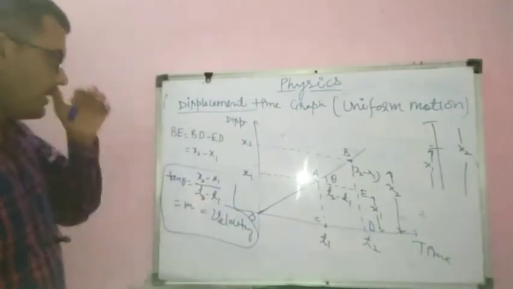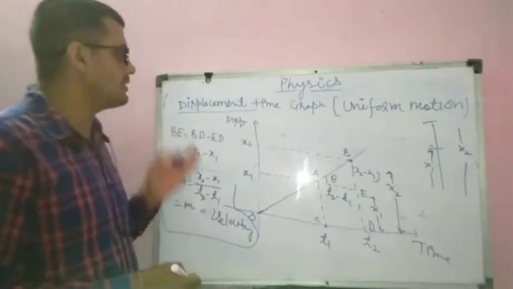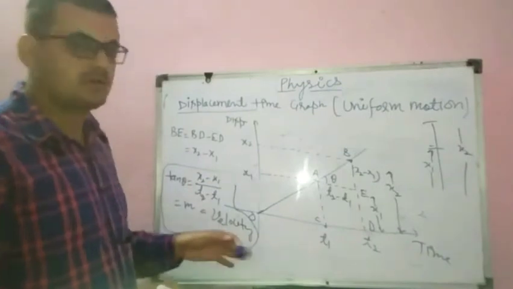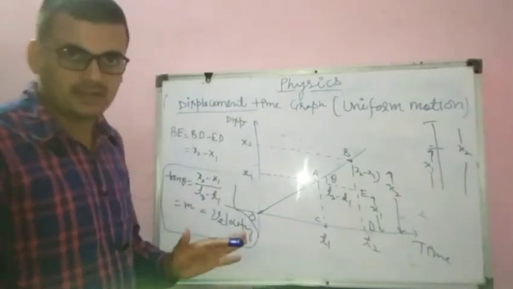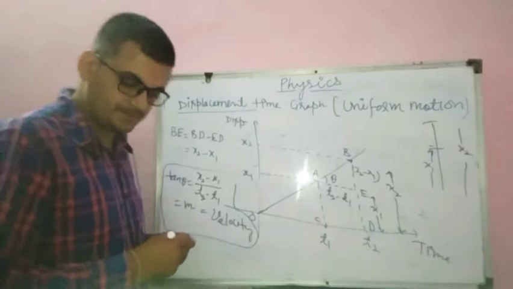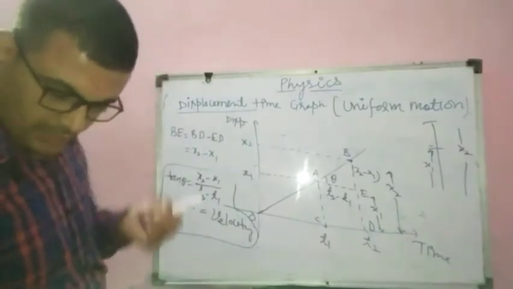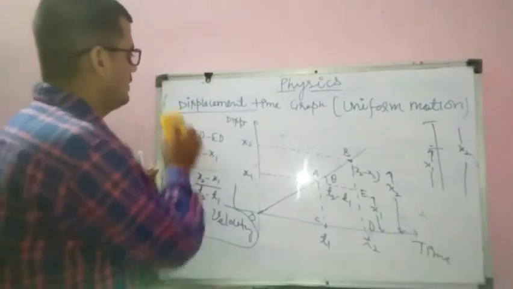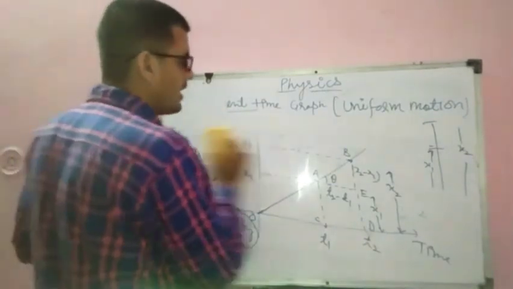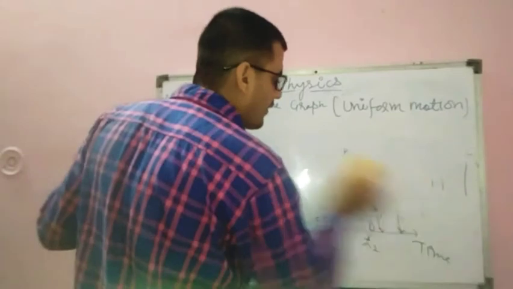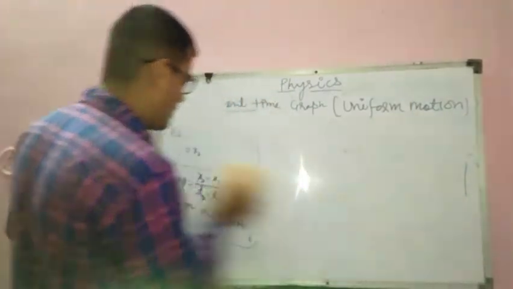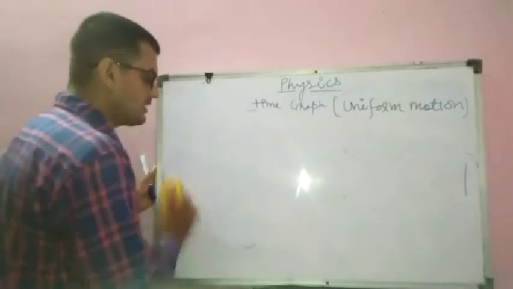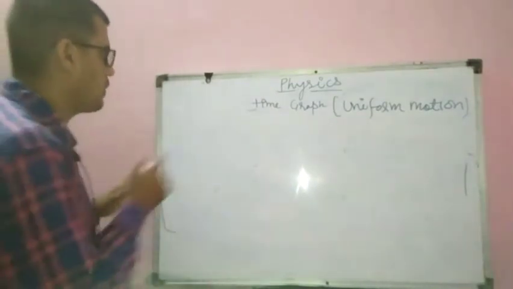So we can conclude that with the help of the displacement time graph we can find out the velocity of a particle. Now the next topic is the velocity time graph for uniform motion. This one was the displacement time graph. Now we will discuss the velocity time graph.